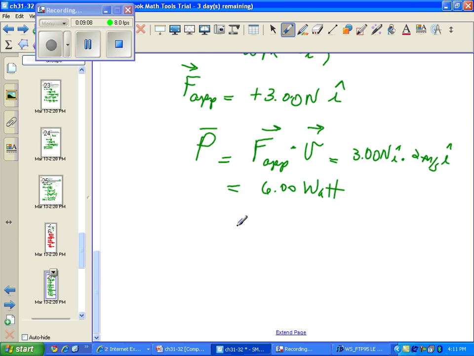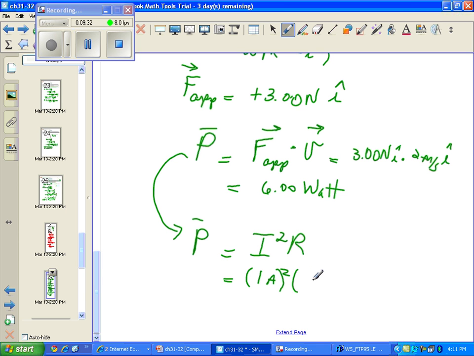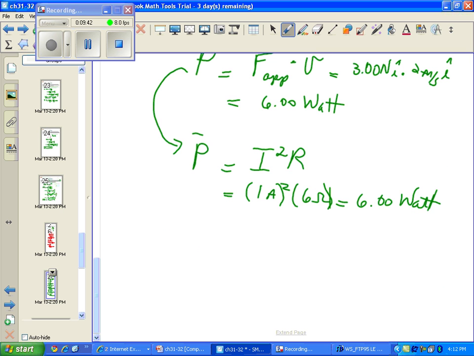But because everything must be related, we could also calculate the average power as the induced current squared times resistance. Well, we found that the induced current was equal to 1 amp. 1 amp squared times the resistance of the resistor, which is 6 ohms, also gives us 6 watts. So no matter which way we choose to calculate, we consistently get the value of 6 watts.